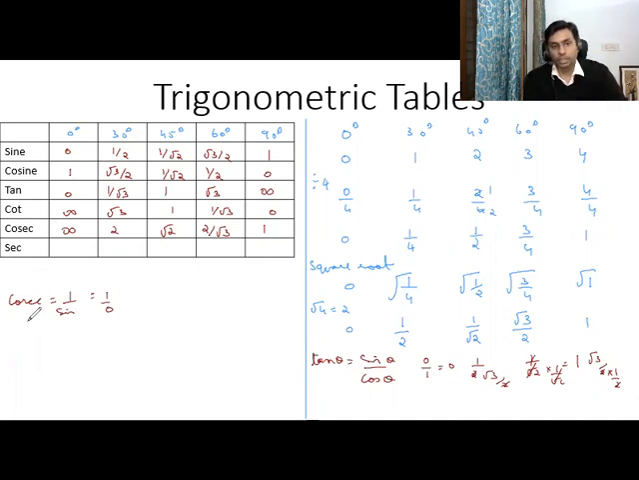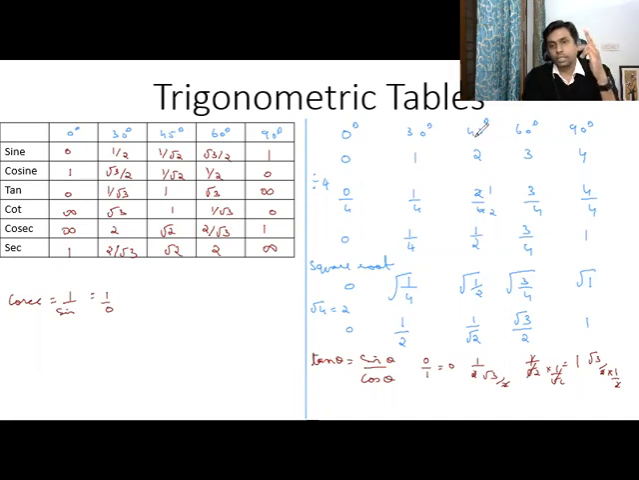You will get cosecant. Once you get cosecant, write it in reverse order, you will get secant. So 1, 2 by root 3, root 2, 2, infinity. You will get secant. So you need to know sine, tan, cosecant first term, enough. After that, you can get all the others very easily.